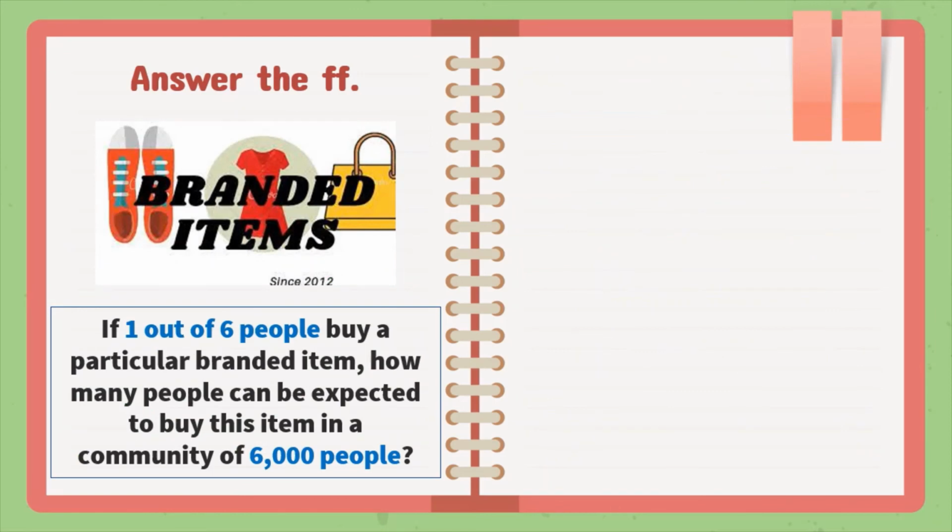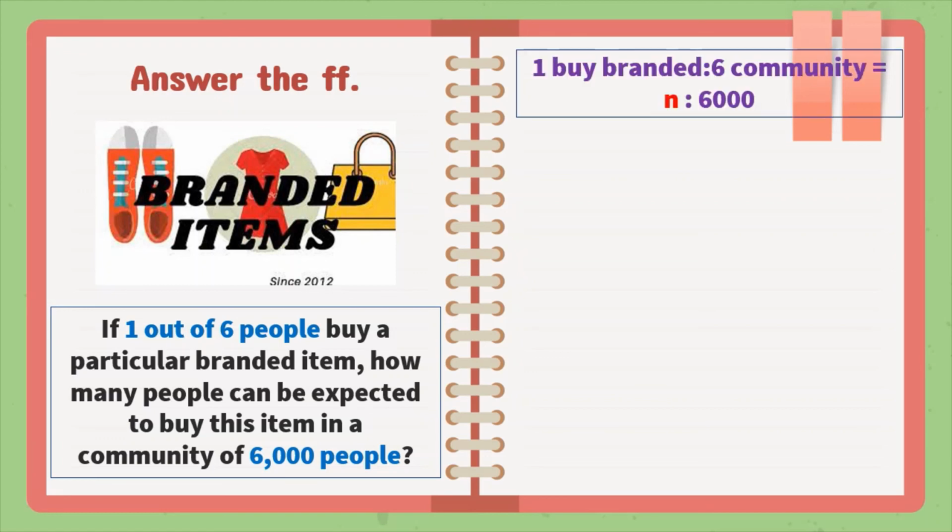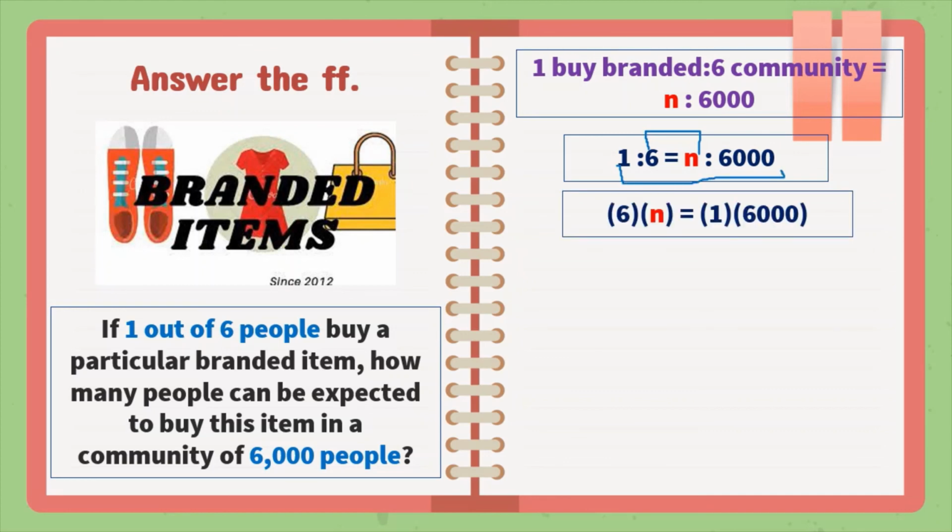Another example, if 1 out of 6 people buy a particular branded item, how many people can be expected to buy this item in a community of 6,000 people? So 1 buy branded is to 6 community is equal to N is to 6,000. So we will multiply the means and then the extremes. So 6 times N is equal to 1 times 6,000. So 6N is equal to 6,000.